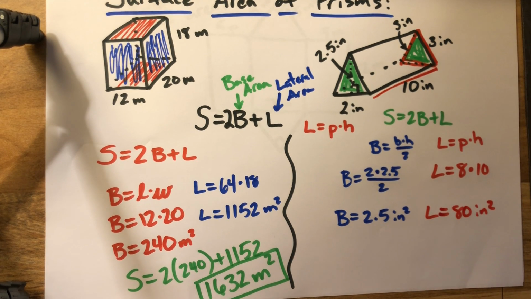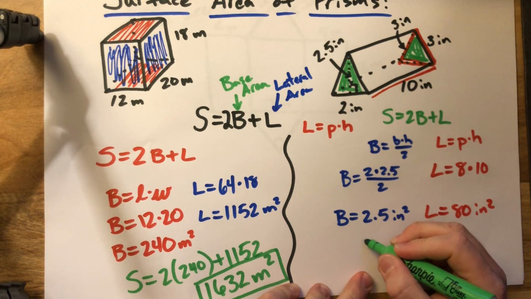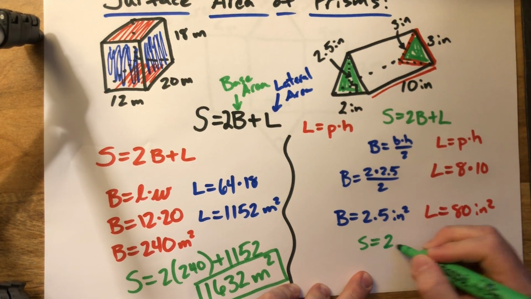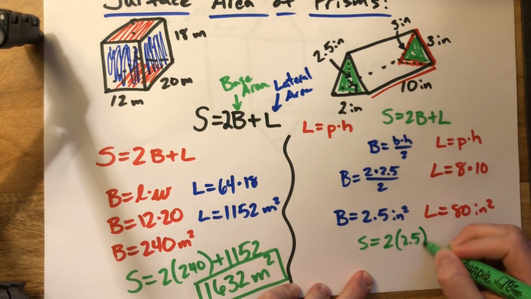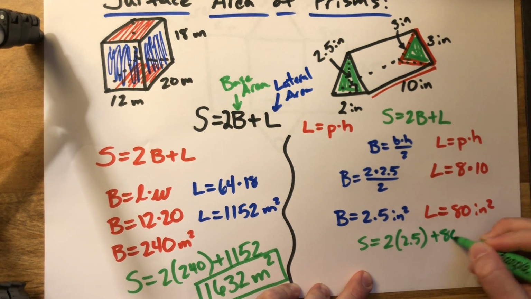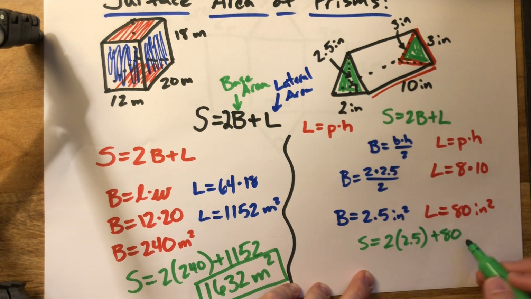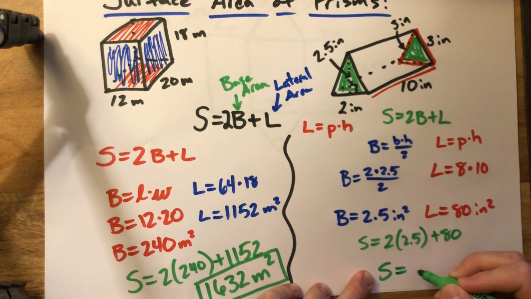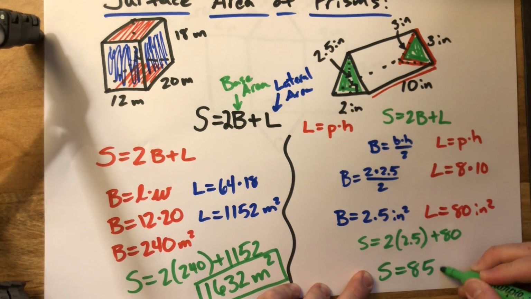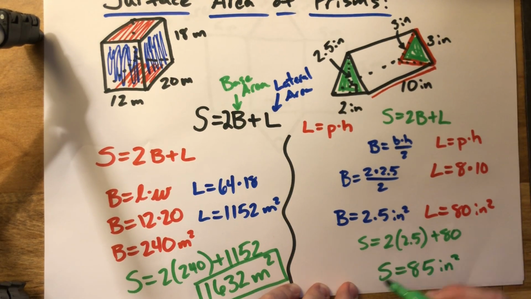But we're not done yet. We've got to make sure we figure this out for surface area. So we'll wrap it up by going back to our formula here. Surface area equals 2 times the base area plus the lateral area. So surface area equals 2 times 2.5 plus 80. 2.5 times 2 is 5, plus the 80 is 85 square inches, or inches squared.